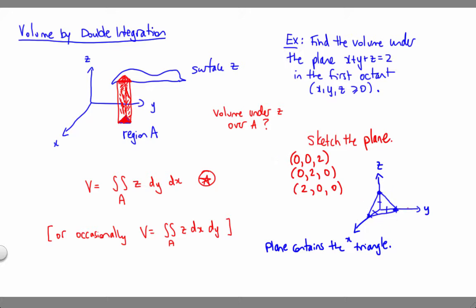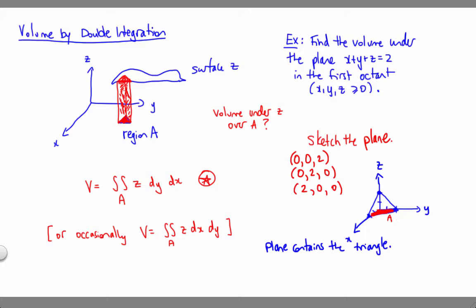So let's go back to the cleaner version of that sketch and let's see if we can now identify in the picture the region A and the surface Z that we're going to be working with. So the region A is part of the XY plane. It's actually that triangular base that we're seeing here formed by the x-axis, the y-axis, and then one of the sides of that triangle. So that is our region A that forms the base of our volume.